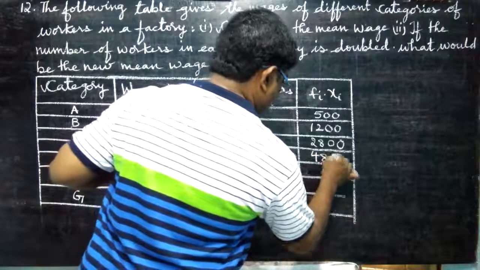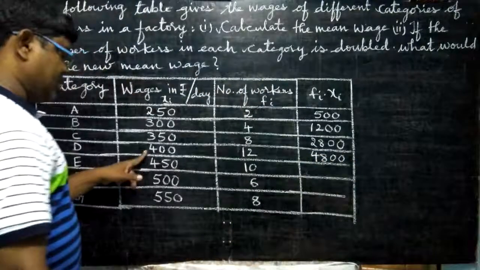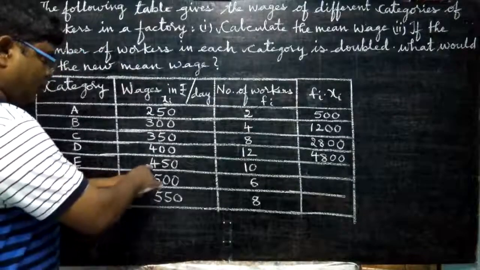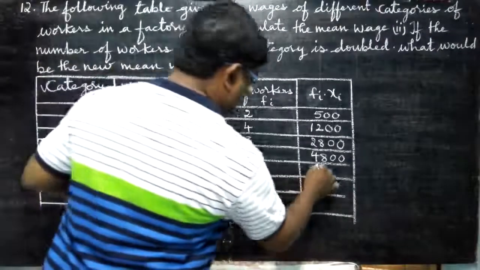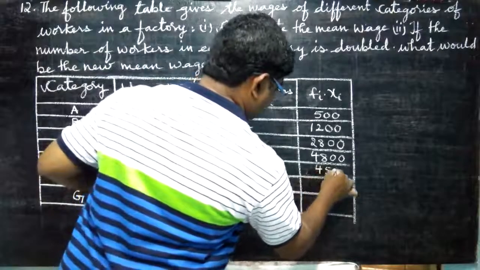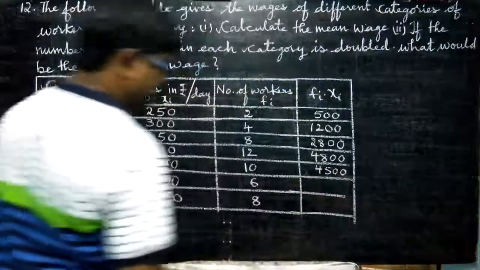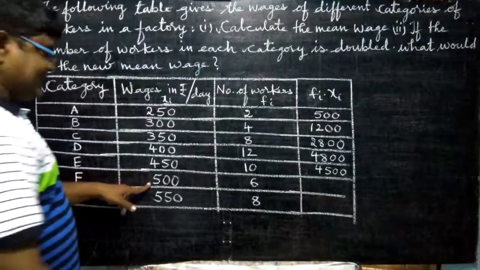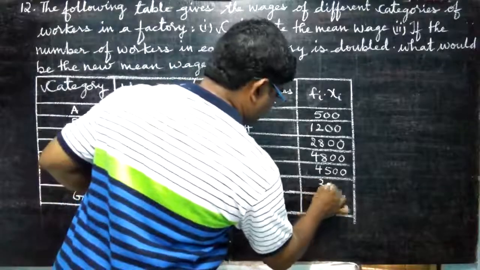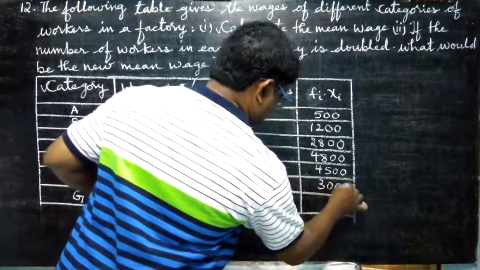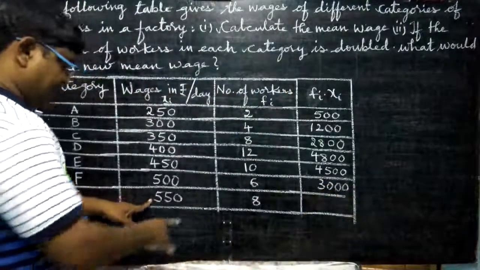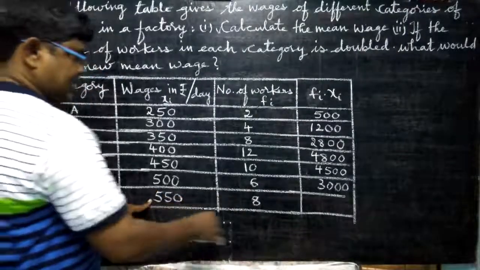48 and 2 zeros. In multiplication you have to be very careful. 450 into 10. The 10 table is very easy, so just add one more zero: 4500. 5 6s are 30 and 2 more zeros, so 3000.